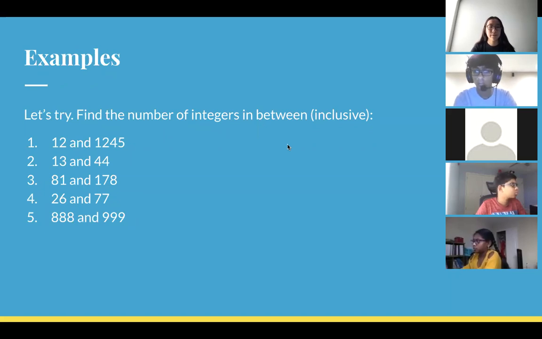Okay, so I don't think we really need to do the explanations for 4 and 5, but go ahead and put your answers. So what did you get for 4? Yeah, correct answer is 52. And then what about for 5? Great, 112. So it looks like all of you guys are getting how to solve these sorts of problems.